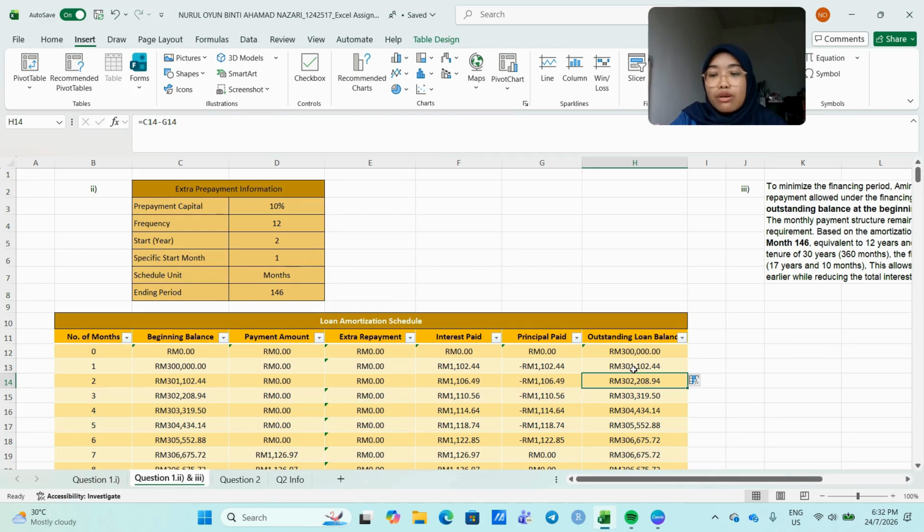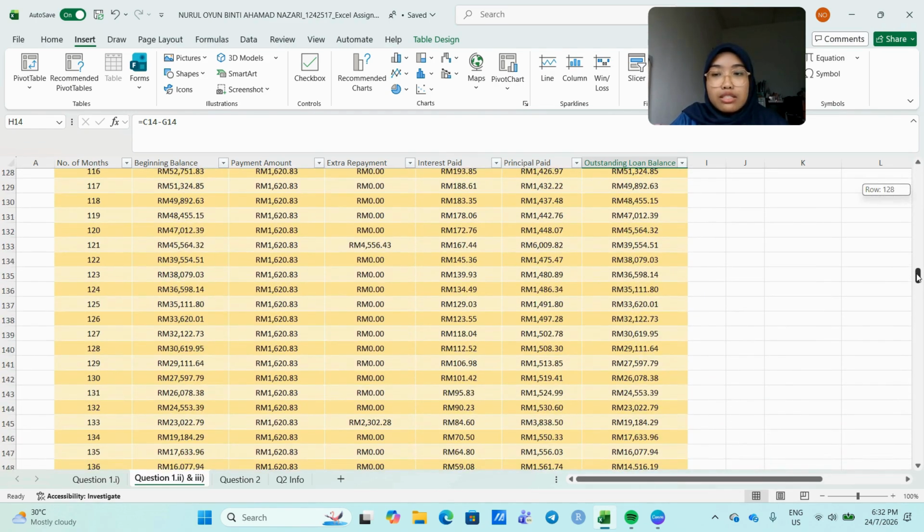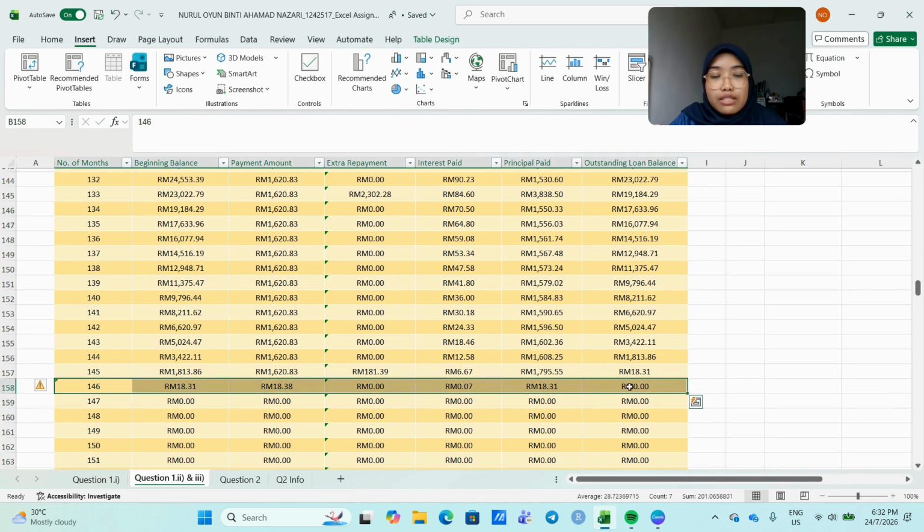So because of the 10% annual extra prepayments, this balance steadily decreases until it hits RM0 in month 146. Yes, month 146. So this is RM0 in month 146, marking the complete settlement of the loan.